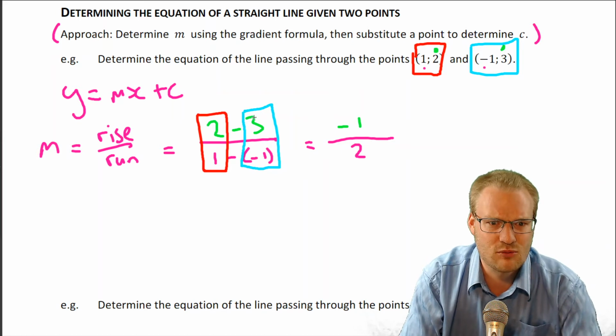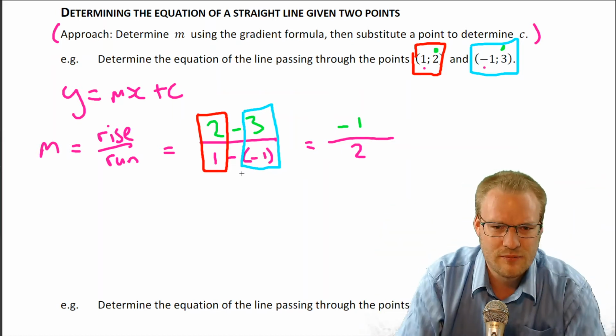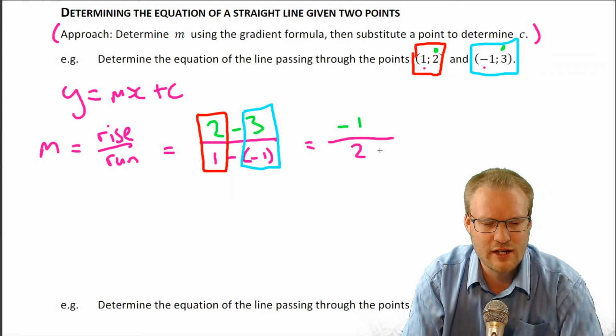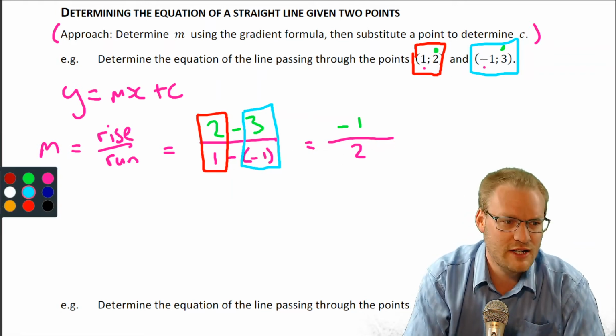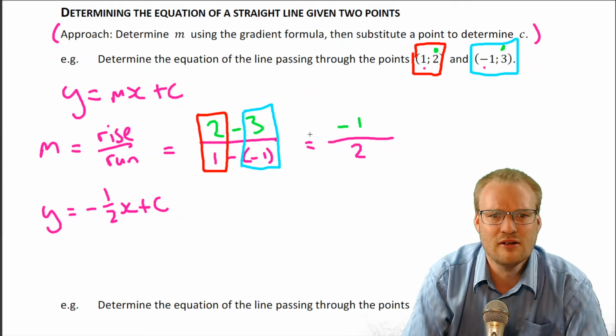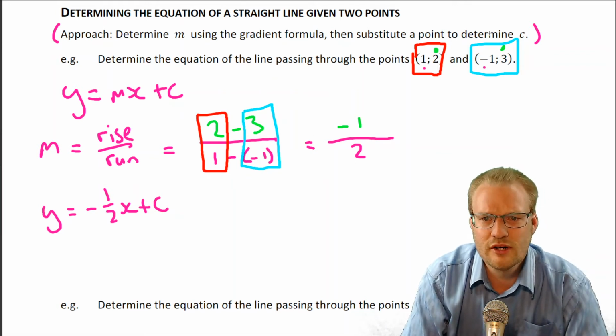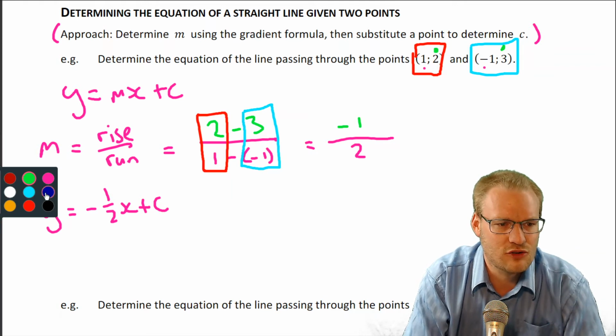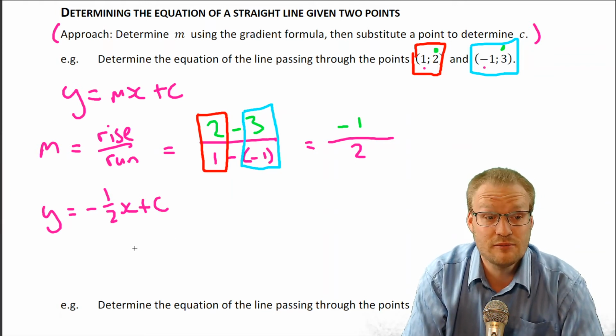Just to double check that we've got them, we haven't mixed them around. And in the other format, the idea of going from this point to this point. Anyway, -1/2 is our gradient. So our equation now looks like y equals -1/2 x plus c. Then substitute a point to determine c. So what do you get as your value of c now?